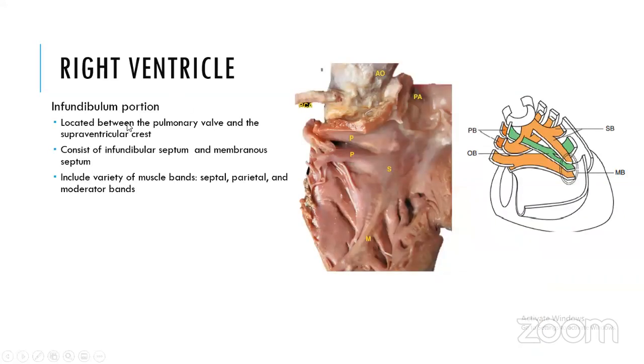The infundibulum of the right ventricle is located between the pulmonary valve and the supraventricular crest. It consists of the septum and membranous septum and includes a variety of muscle bundles: septal, parietal, and the moderator band. Through the moderator band runs an important structure, which will be clarified later.